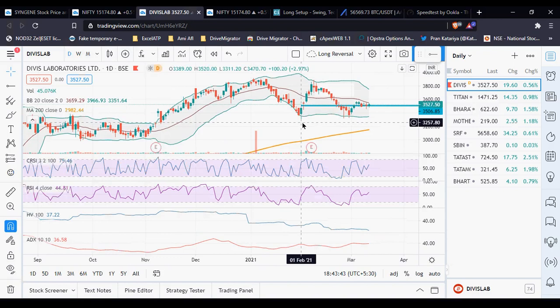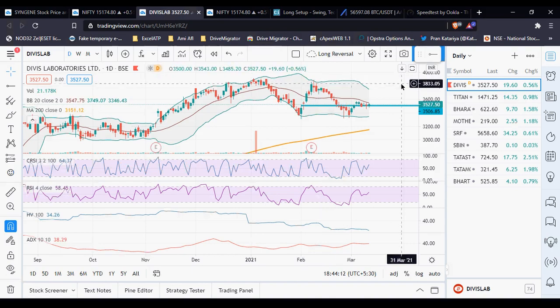The stop loss would be slightly below the lowest of the two candles piercing the Bollinger Band, and the first target, we can book 50 to 60% at the middle Bollinger Band, and the second target would be at the top or somewhere near the Bollinger Band as per your configuration. So money management is yours, stop loss and targets have been provided.